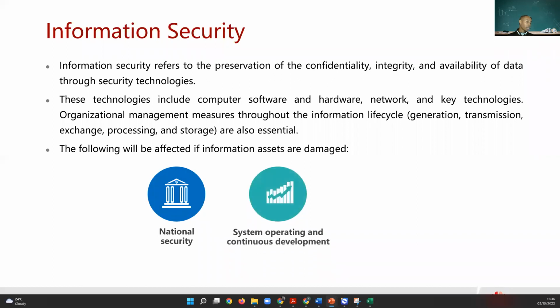So when information assets are damaged, a number of items become affected. For example, national security. Some of you are very enthusiastic about following hacking movies. I believe you may have watched or even heard the story of Snowden, and how it became a national security issue. You also watched something like The Great Hack.